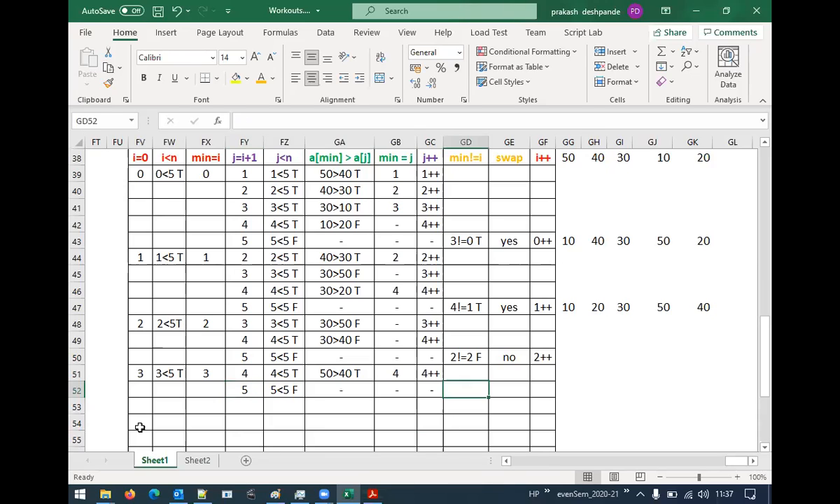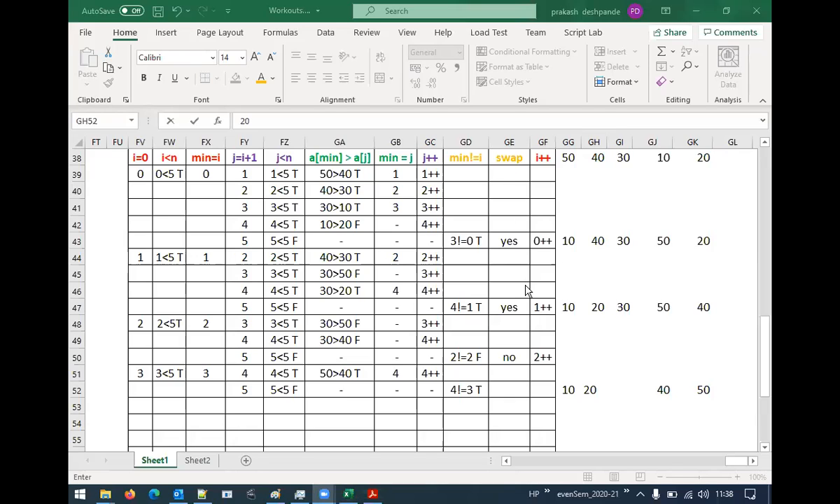Come to the condition here. Min not equal to I. What is min value? 4. Min value is 4. Look at here. We have modified the min value. 4 not equals to 3. Is it true or false? True. Right? At this iteration, we have come to a situation when the right hand side element among these two is smaller, so we swap. Now we get here also 30.